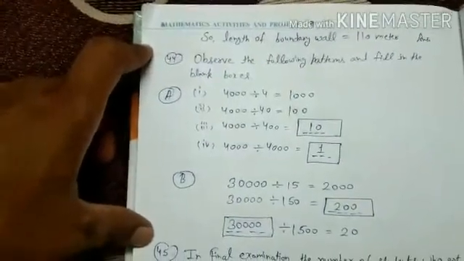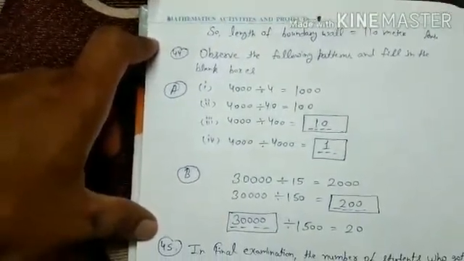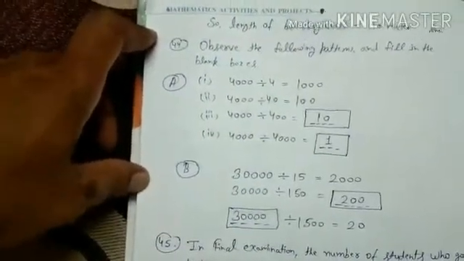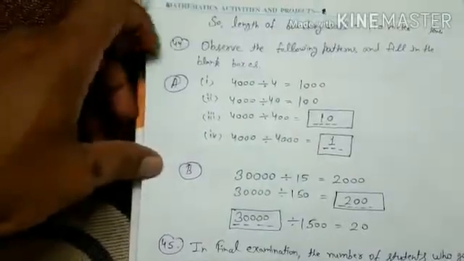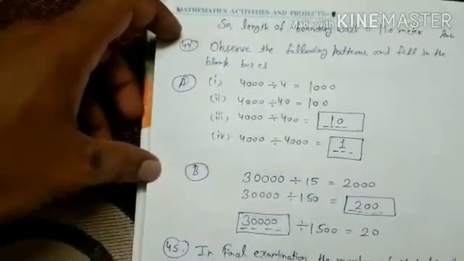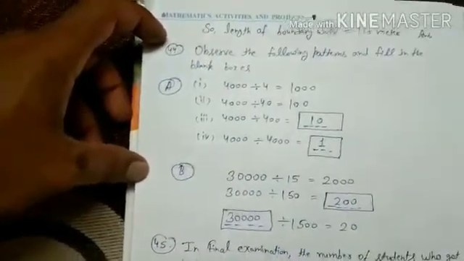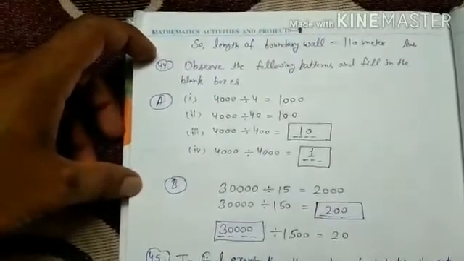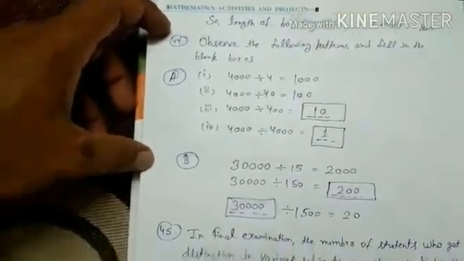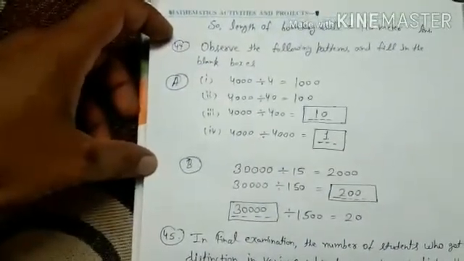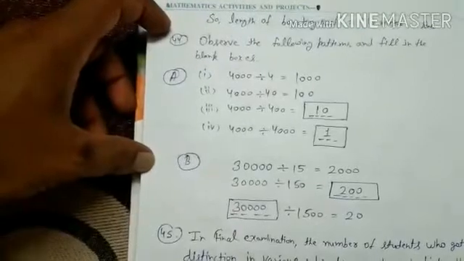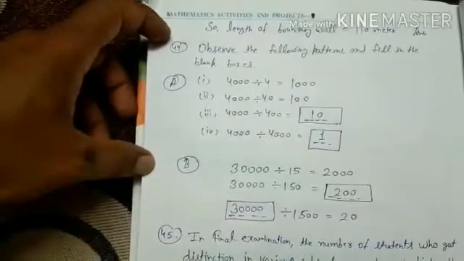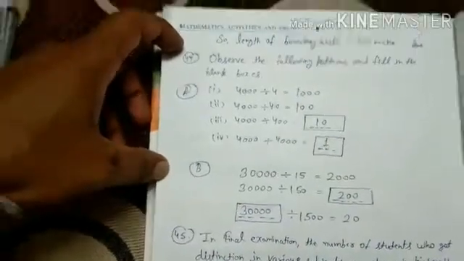Observe the following patterns and fill in the blanks. Students, there is a pattern. 4000 divided by 4 we get 1000. You know, in 4000 we have 3 zeros, that's why in the answer also 3 zeros are coming, that is 1000. Then 4000 is divided by 40. Now the answer is 100. You can see 40 has 1 zero, so 1 zero cancels 1 zero, that's why the answer comes with 2 zeros, that is 100. In the next problem, 4000 divided by 400. Now one more zero is increasing, that's why the answer is coming 10. And in the following pattern, if we divide 4000 by 4000 we get one.